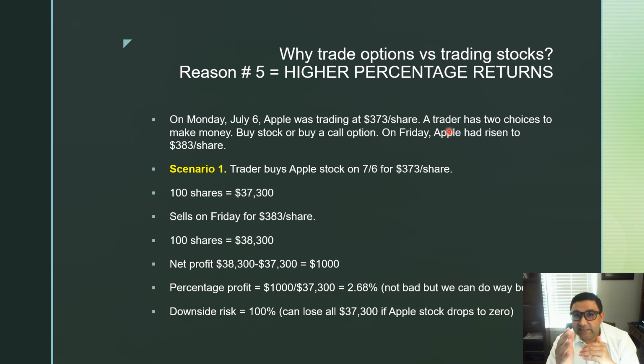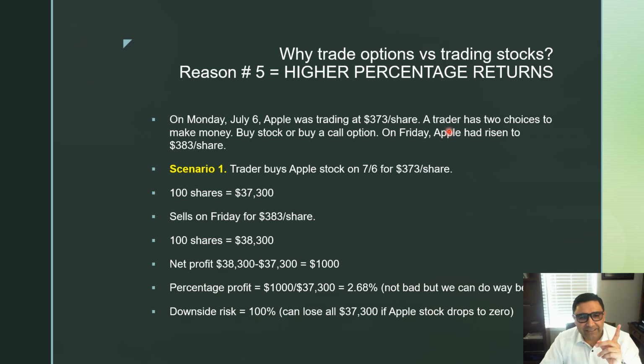Now, what happens in this case? The Apple share that was trading on Monday, July 6 for $373 went up $10 per share in 5 days. By that Friday, the stock was trading at $383 per share. Now we have two different scenarios, and we're going to look at how a trader can benefit from those two scenarios. And then you're going to see how powerful options trading is as compared to buying the stock of the underlying security.